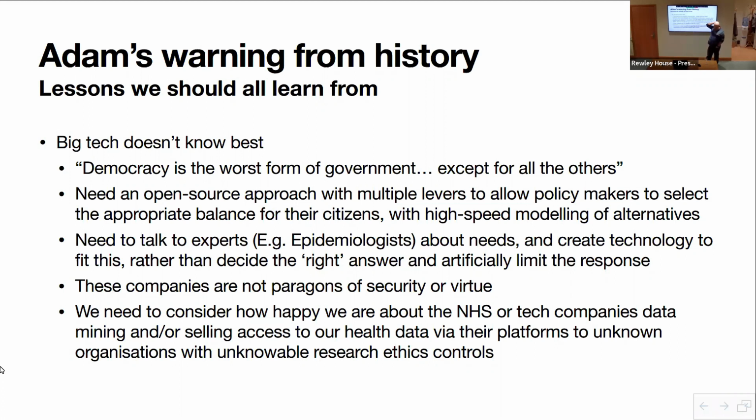And rather than decide what the right answer is, you need to think about how we can slice parts of the problem off and get better and better over time. And yeah, the last point is we need to consider how happy we are about the NHS or any tech company data mining or selling access to our data via their platforms to unknown organizations with unknowable research ethics controls. Centralized healthcare databases are not a good thing. So have a think about that.